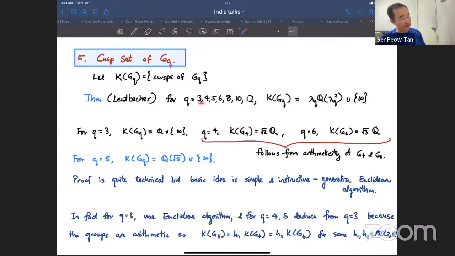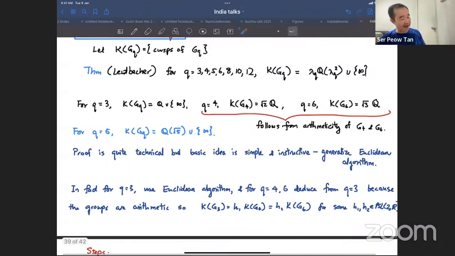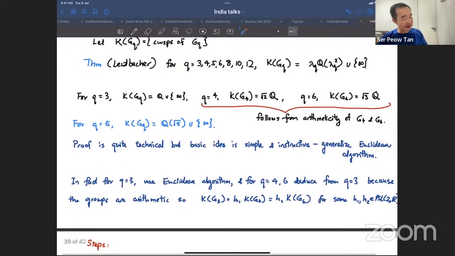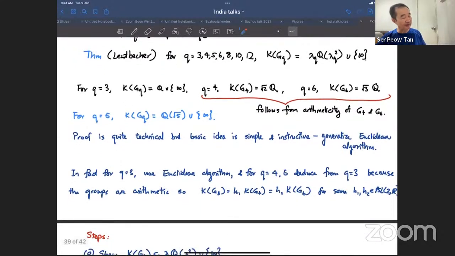So this 3, 4, 5, 6, very interesting. 8, 10, 12, somehow we managed to prove these special cases as well. So you may ask why only these few numbers and not other numbers?